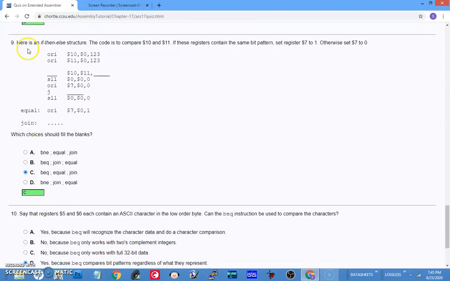Now the 9th question, it's actually an if-else structure. So if some condition, do something, else do something other. So the code is to compare $10 and $11. If they are same, then you have to perform the addition. So you have to set the register $7 to 1. So this is happening here. So when they are same, you have to come here. So you do a comparison. BEQ, you have to come here to the equal label.